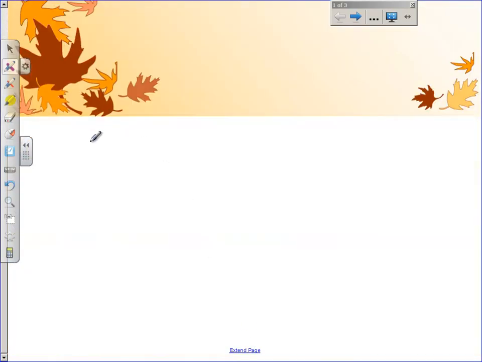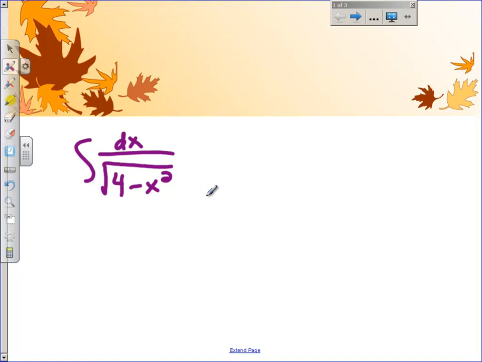What if I have the integral of dx over the square root of, let's say this was not a 1, let's say it's a 4. Okay, now here we have a problem. So I'm going to teach you how to deal with this problem, and then we'll develop a formula.